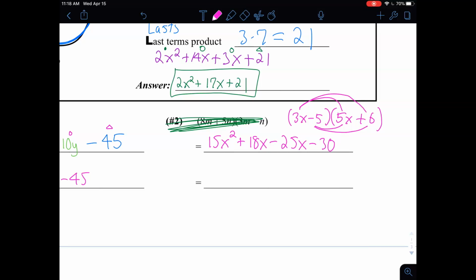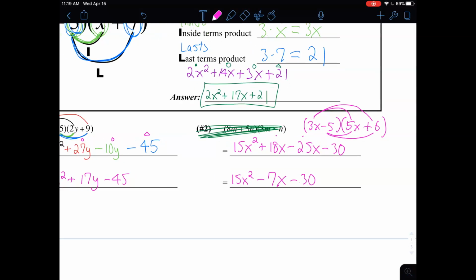Now we covered everything. And then now we combine like terms here, 15x squared. These are the like terms. That's minus 7x, minus 30. Okay. So hopefully that's making more sense here, okay? You're basically just multiplying 3x times everything over here and then negative 5 times everything over there. All right?